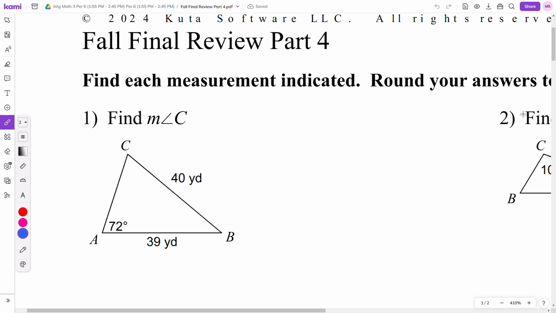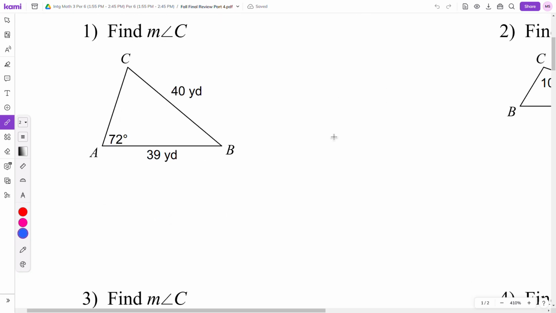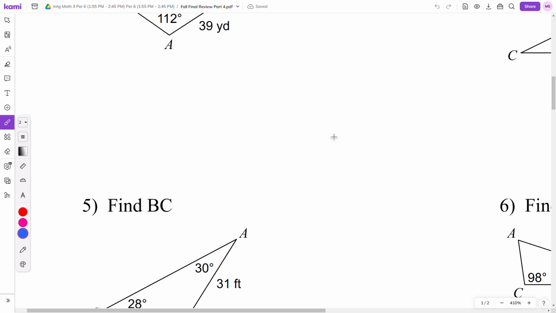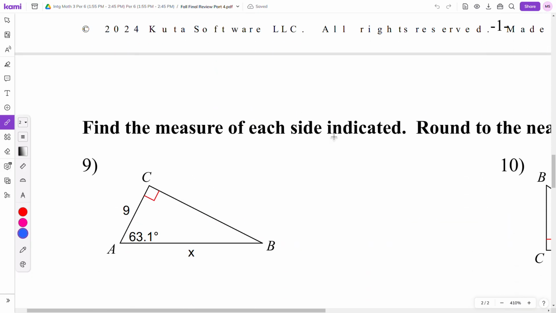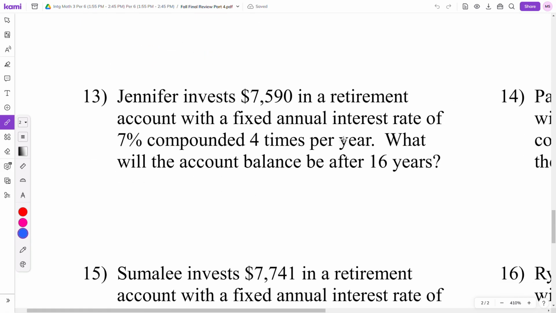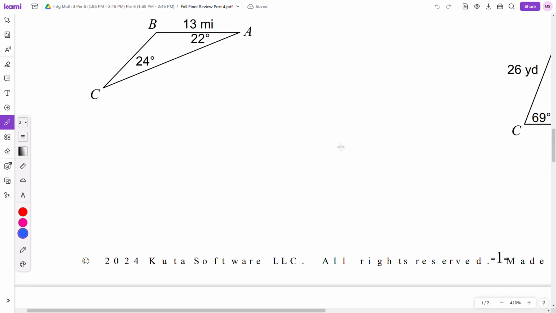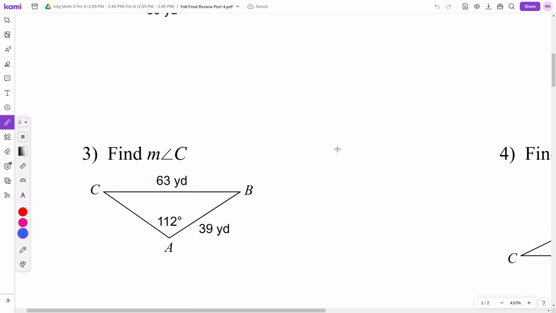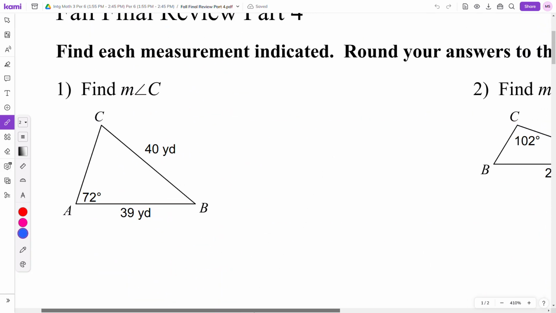Welcome back, my friends. Let's talk about the final review. We're going to talk specifically about the law of sines, and we're also going to look at how to find the length of a missing side in a triangle, and then hopefully as well a little something about interest rates. So let's get busy. We've already looked at some of these.